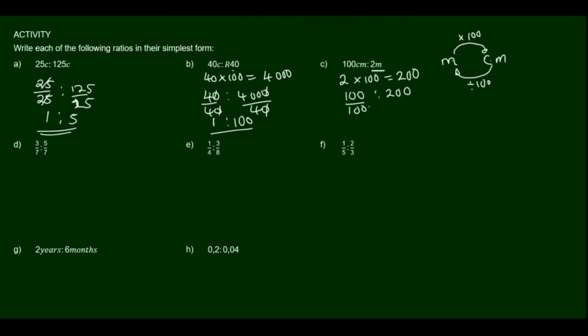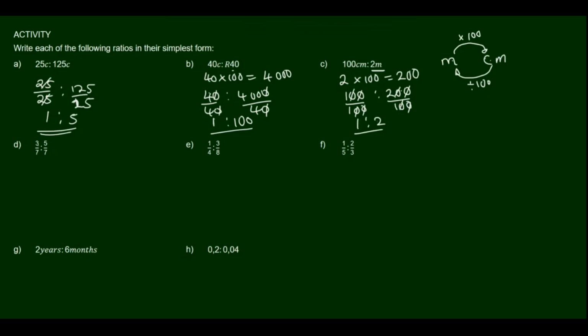Remember, the quantities must have the same units before you simplify. Right, divide by 100 on both sides. We remain with 1 is to 2. Just simply dividing, 100 divided by 100 is 1, 200 divided by 100 is 2.